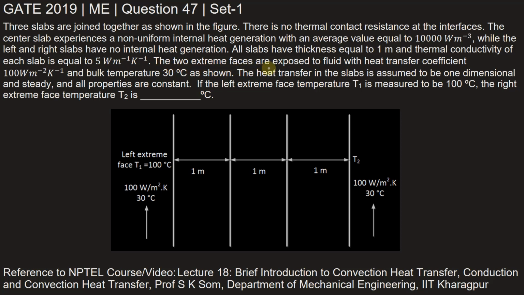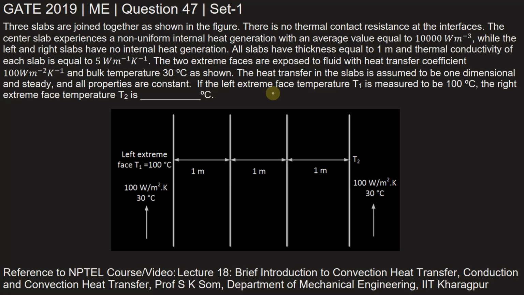The two extreme faces are exposed to fluids with heat transfer coefficient of 100 watt per meter square per Kelvin, and the bulk temperature, that is the free stream temperature, is 30 degrees Celsius as shown. The heat transfer in the slabs is assumed to be one dimensional and steady. So this is a very important point here, and all properties are constant.